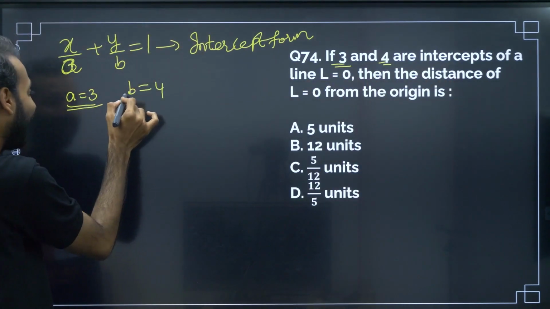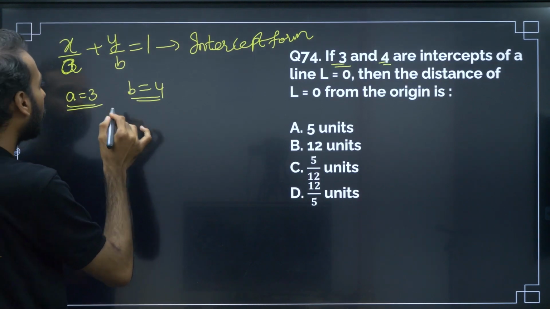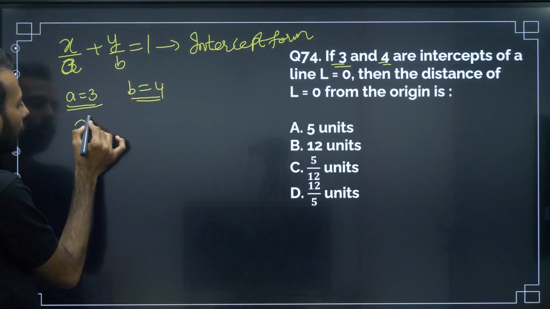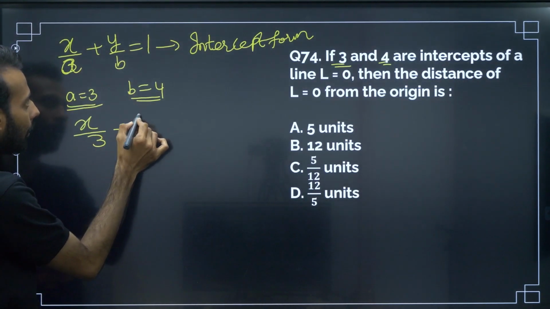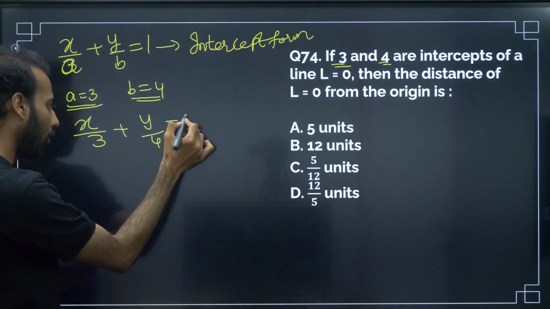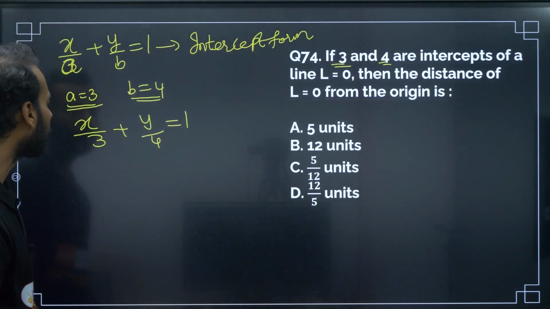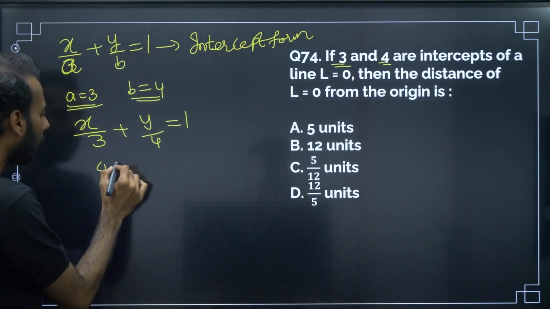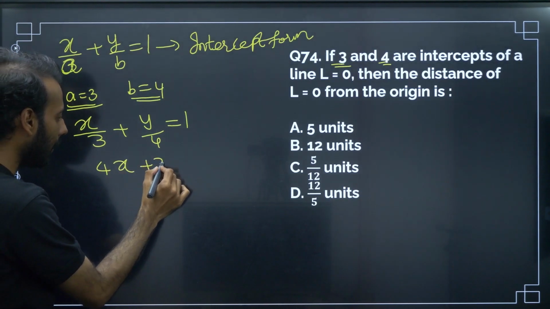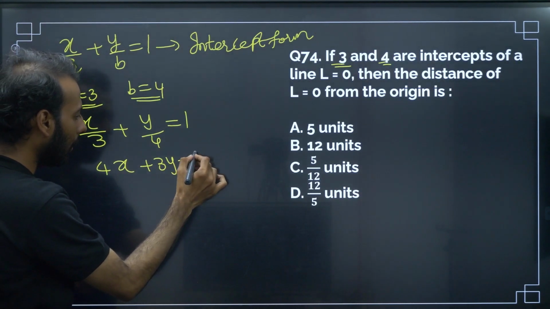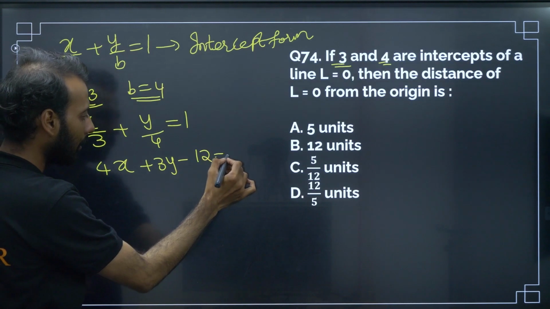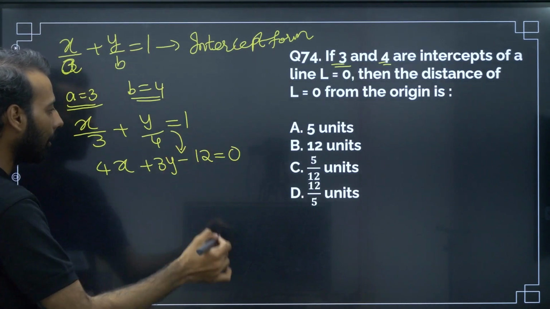Intercepts are denoted by a and b. Then the distance of L from origin. So if I substitute here, x by 3 plus y by 4 is equal to 1. If I take LCM, 4x plus 3y is equal to 12. And if I transpose it to the other side, this equation can be written like this.